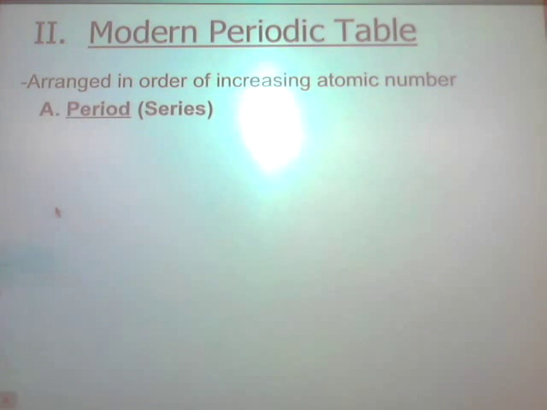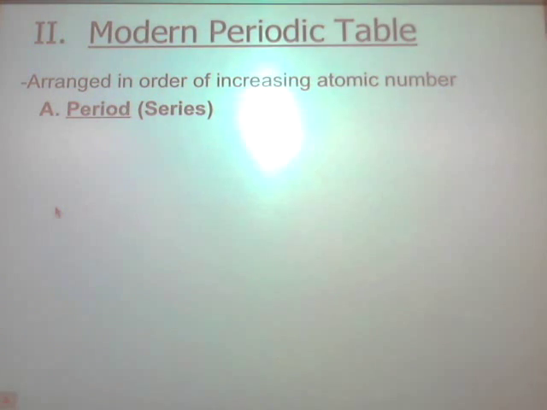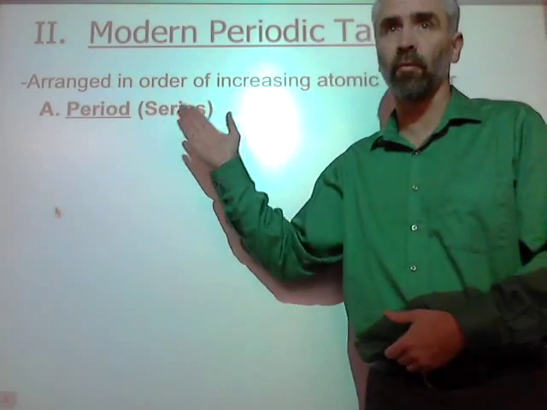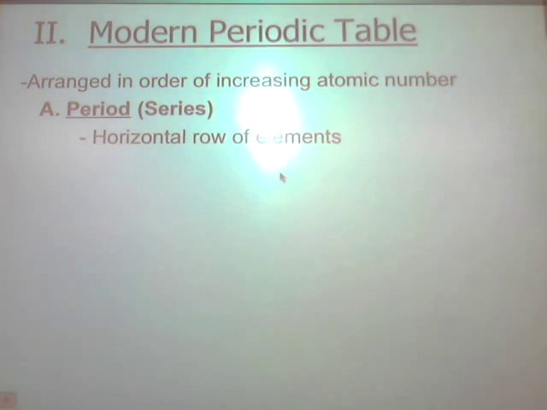Some other things we already know. We already know the word period. I've been using that. I never wrote it down anywhere. I never wrote down the word period or series. By the way, another synonym for a row in a periodic table is a period or a series, the horizontal row. We now know from last chapter what that corresponds to.